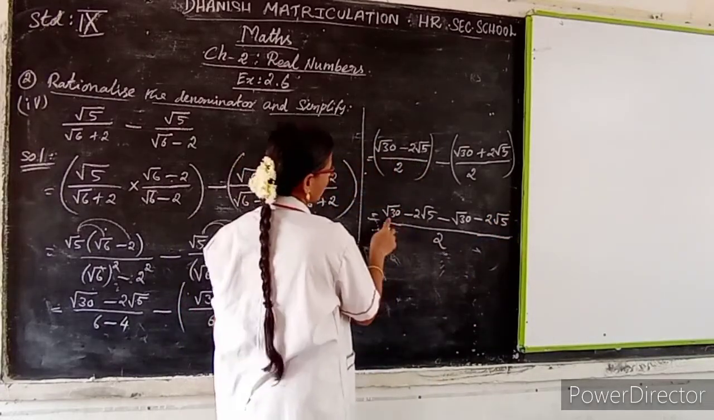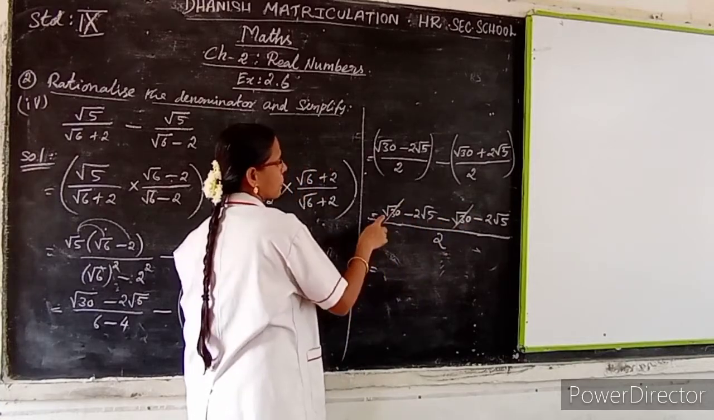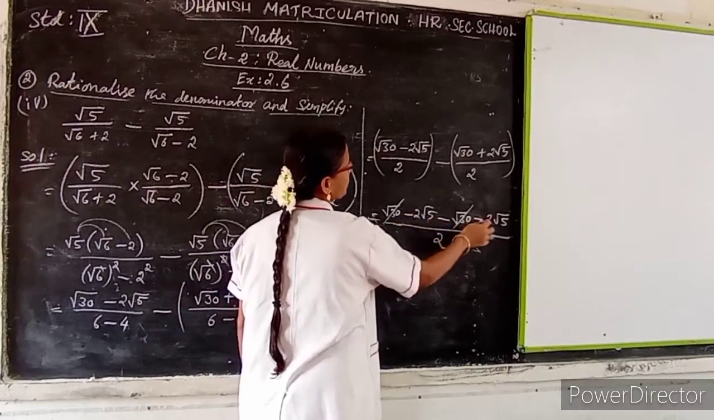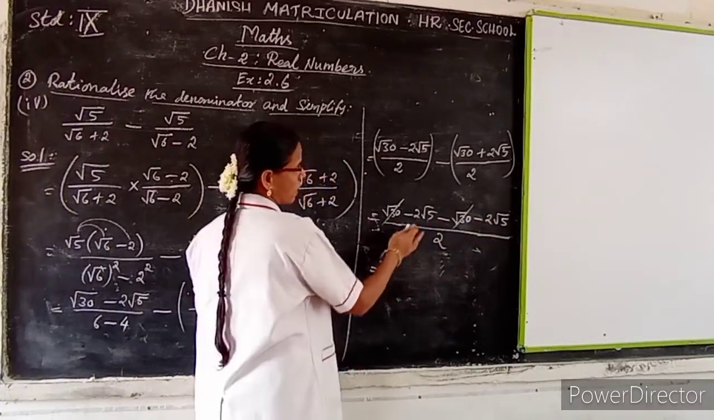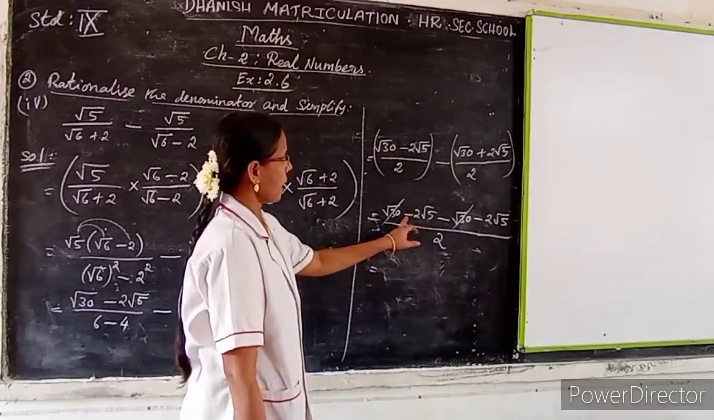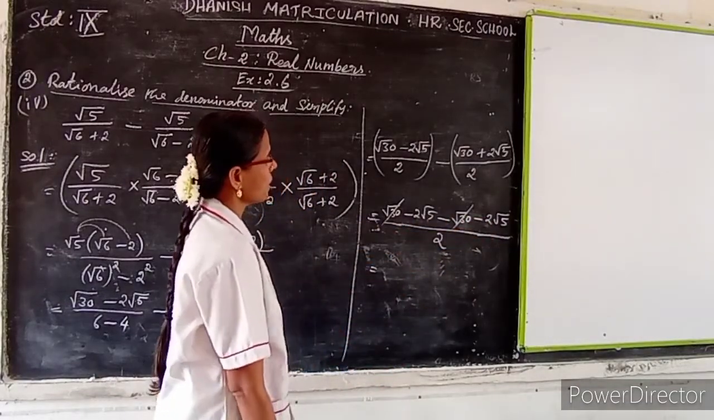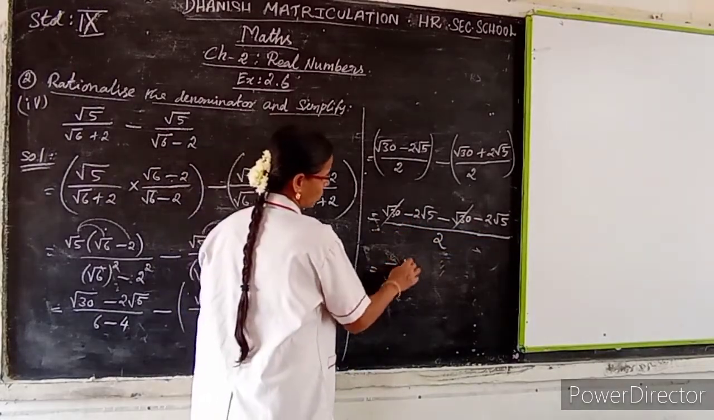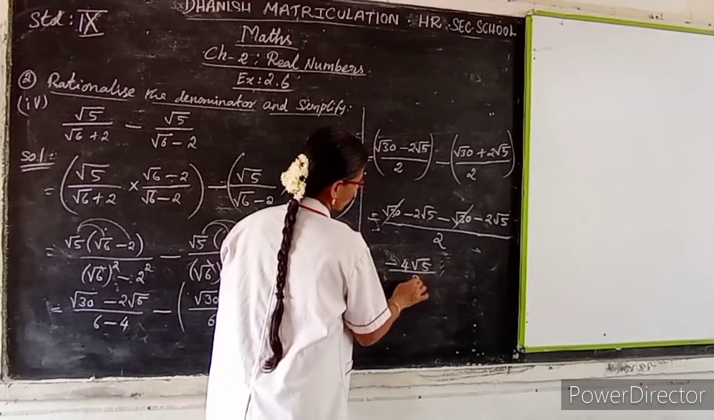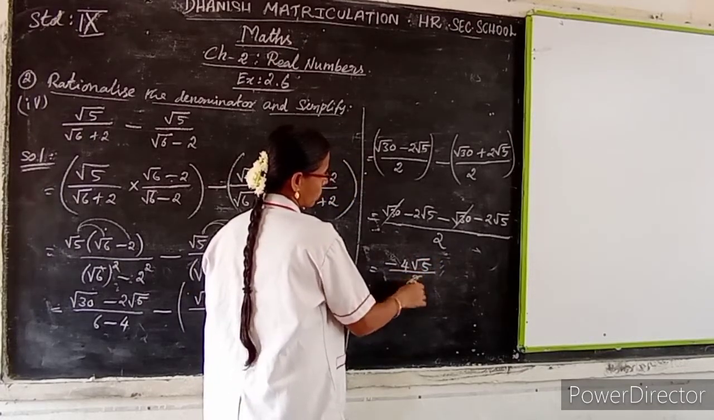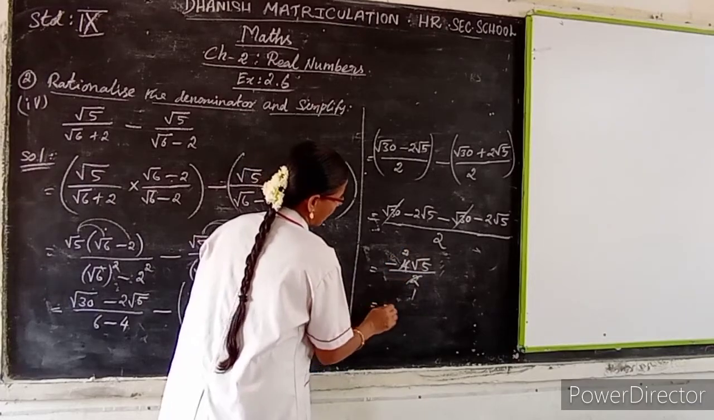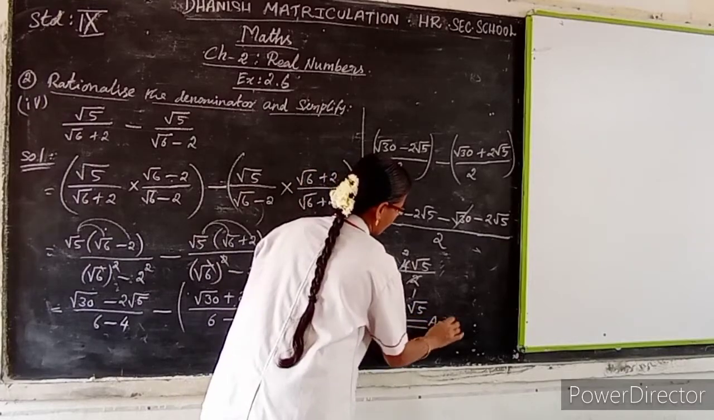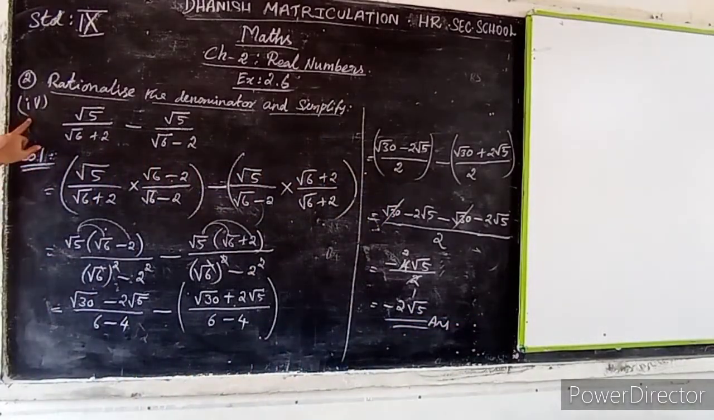Now root 30 gets cancelled: plus root 30, minus root 30 get cancelled. Here minus 2 root 5, here also minus 2 root 5. They are like surds, with like signs also, so add them with the same sign. 2 root 5, 2 root 5, totally 4 root 5. Minus 4 root 5 divided by 2. Now this cancels by 2: 2 1s are 2, 2 2s are 4. So minus 2 root 5 is the answer for this fourth subdivision.